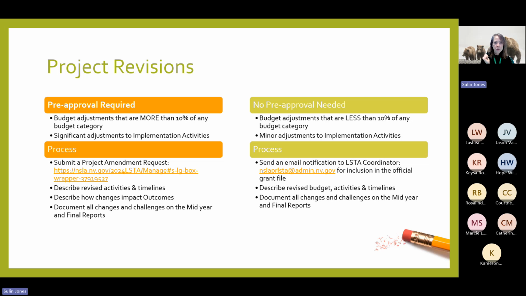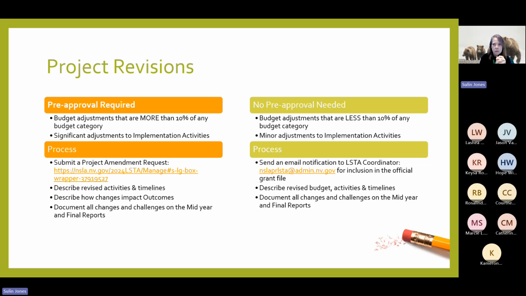If you're going to change any budget category by more than 10%, or if you're going to have any significant adjustments to implementation activities. I didn't put if you need more time because we don't have any more time beyond September 30th. Right, so if you need to do any significant changes, you've got to get pre-approval. I look at it and then the administrator, Mike Strom, signs off on it.